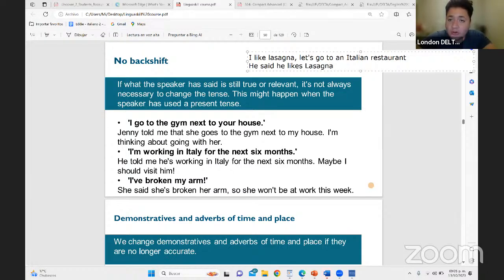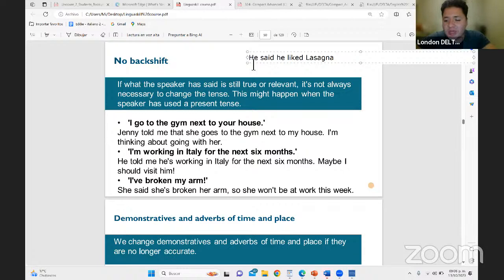So we will go to an Italian restaurant. Okay. So these things don't change. No es necesario siempre. También puedes decir he liked, dijo que le gustaba. El problema es lo mismo que como suena en español. Si tú dices, dijo que le gustaba, puede quedar la duda, dependiendo del contexto, de si la persona ya no le gusta o si digo, él vive. He lives in Mexico. He said he lived in Mexico. Él dijo que vivía en México. Entonces, ¿ya no vive? All right.